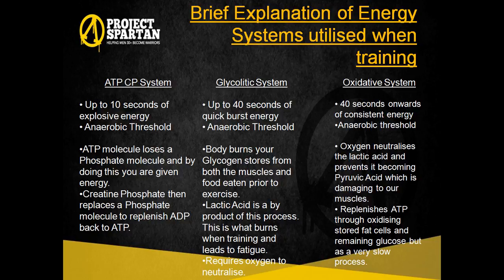Oxygen neutralises the lactic acid and prevents it from becoming something called pyruvic acid, which is very damaging to our muscles. The oxygen will also continue to replenish ATP through oxidising stored fat cells and the remaining glucose, but this is a very slow process. So oxidative system you would find more often in a couple of laps around the track, potentially all the way up to your marathons, your triathlons, so long endurance events. So again, that's a brief overview of the energy systems and some of the byproducts that are created as a result that can have an effect on our muscles when we train.